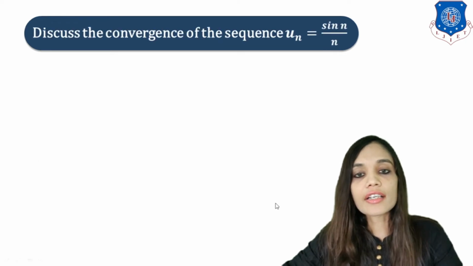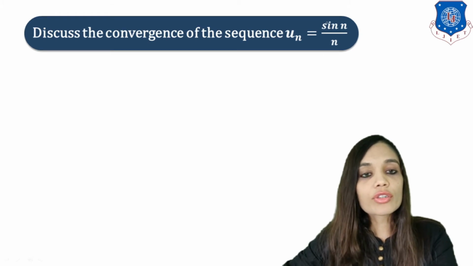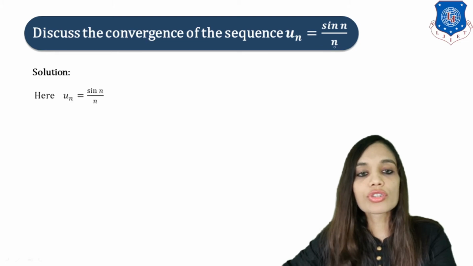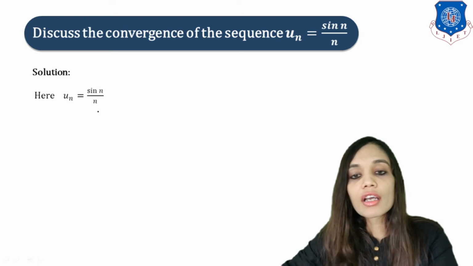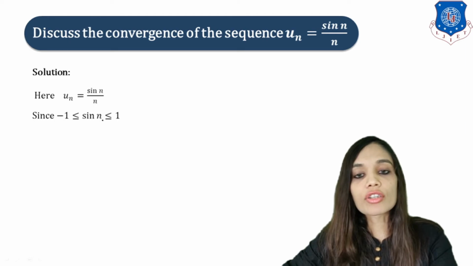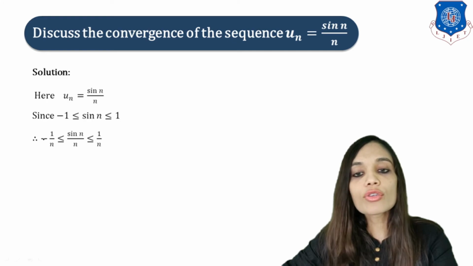Okay. Next, let us discuss the convergence of the sequence un is equal to sin n upon n. So let us begin with its solution. Here un is equal to sin n upon n. Now we know that -1 less or equal to sin n less or equal to 1. Now we will divide this by n. So on dividing, you will get -1 upon n less or equal to sin n upon n less or equal to 1 upon n.